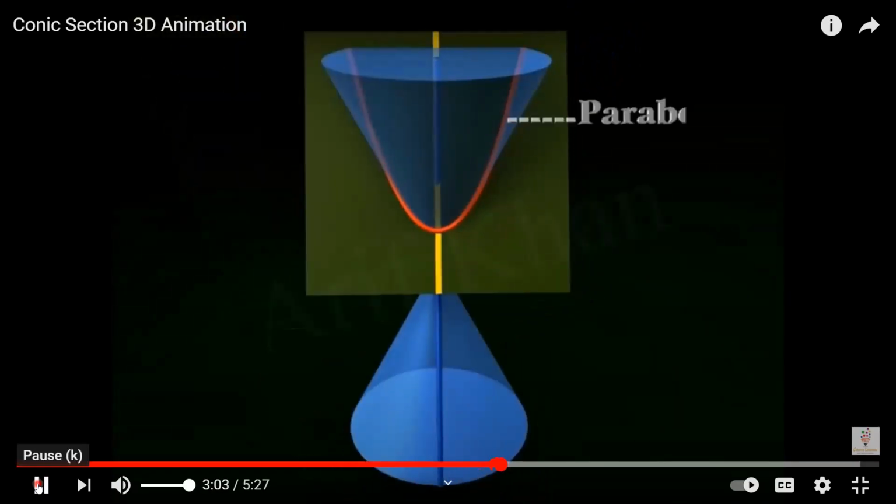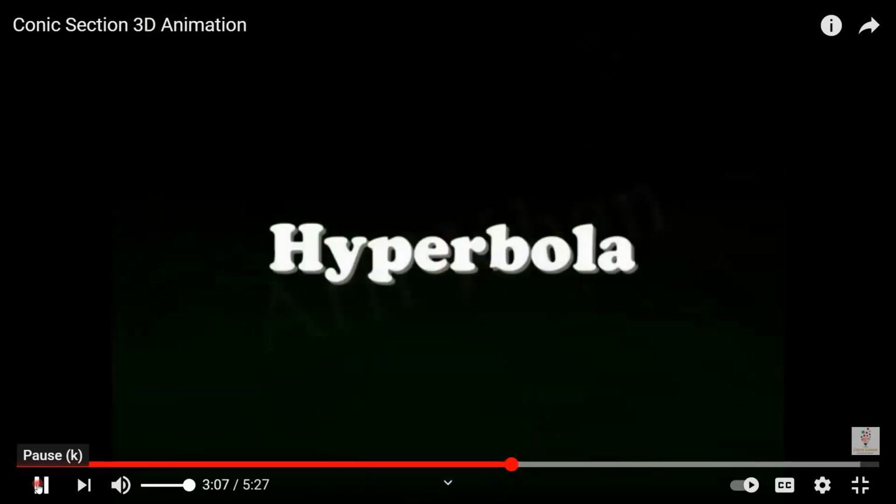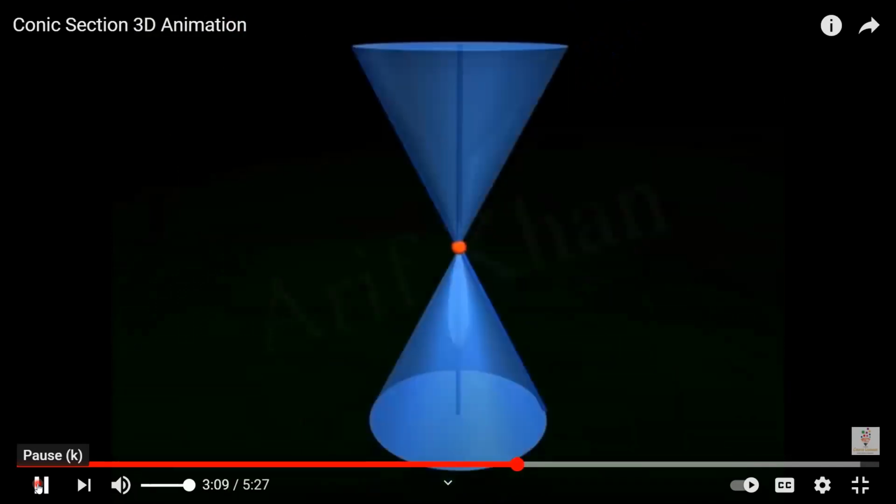And this is known as parabola. Another one is hyperbola.